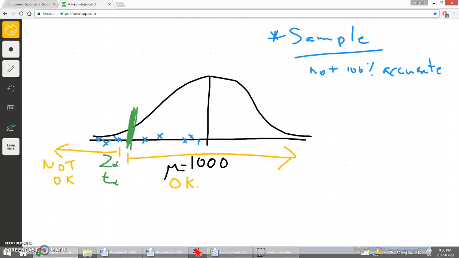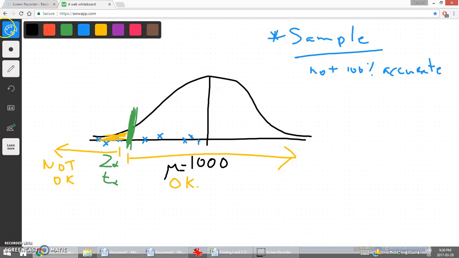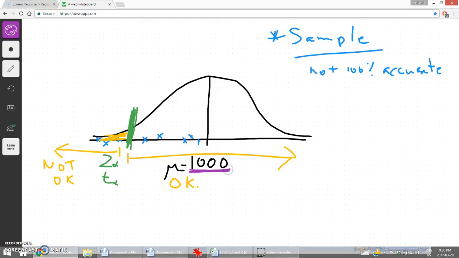It just shouldn't happen. We understand the laws of probability and normal distribution: anything over in this area has such a small chance of occurring that when it does occur, something is wrong with the claim that the manufacturer makes, that the average is 1,000 hours. So that is the process of what we do in hypothesis testing.